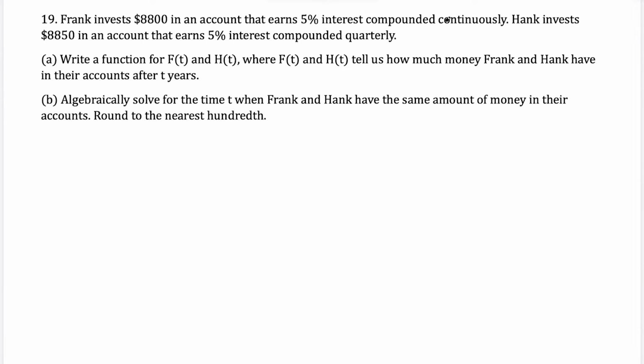So for the continuous one here, we're going to use the formula Pert. So I say Pert because it helps you remember the actual formula, and it's A equals P e to the rt power. And then the formula we're going to use for Hank's function is A equals P times 1 plus r divided by n to the nt power.